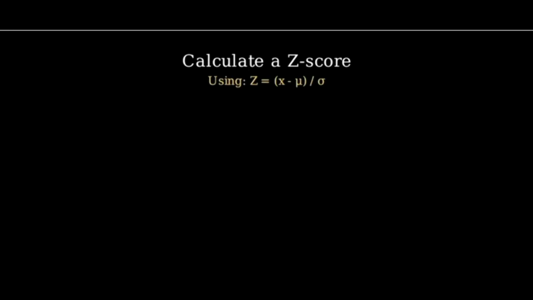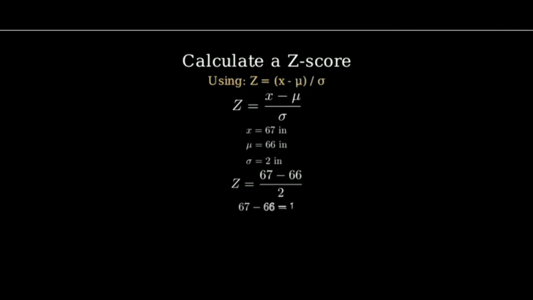Formula written out, and this is our sample data. The observed value is 67 inches, the mean is 66 inches, and the standard deviation is 2 inches. Step 1. Substitute these numbers into the z-score formula. Step 2. Compute the numerator. 67 minus 66 equals 1. Step 3. Divide by the standard deviation. 1 divided by 2 equals 0.5, so the z-score is 0.5.